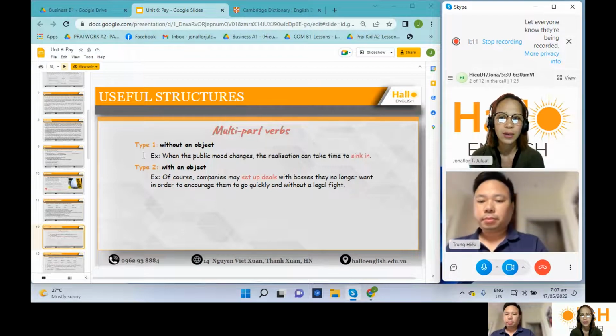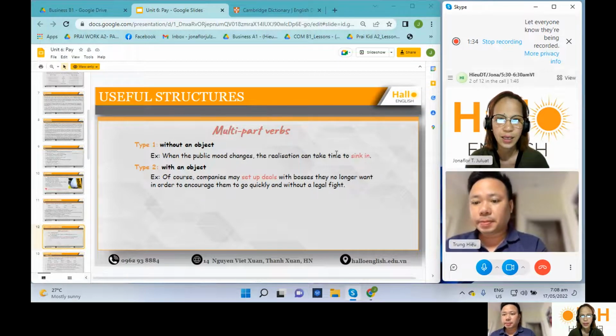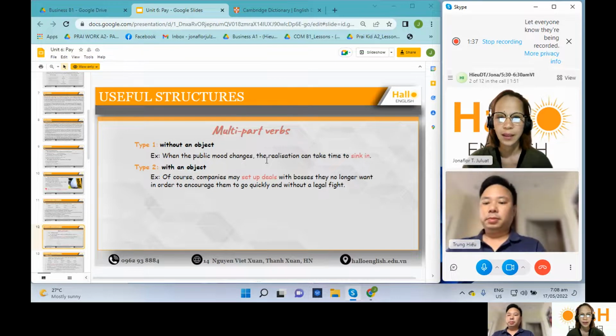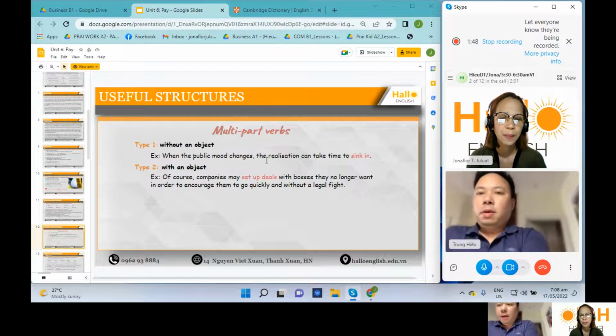Okay, can you read type 1, without an object? Example? When the public mood changes, the realization can take time to sink in. Oh, so sink in is the multi-part verb. There is no object in this sentence. So when the public mood changes, the realization can take time to sink in. Sink in is the verb.